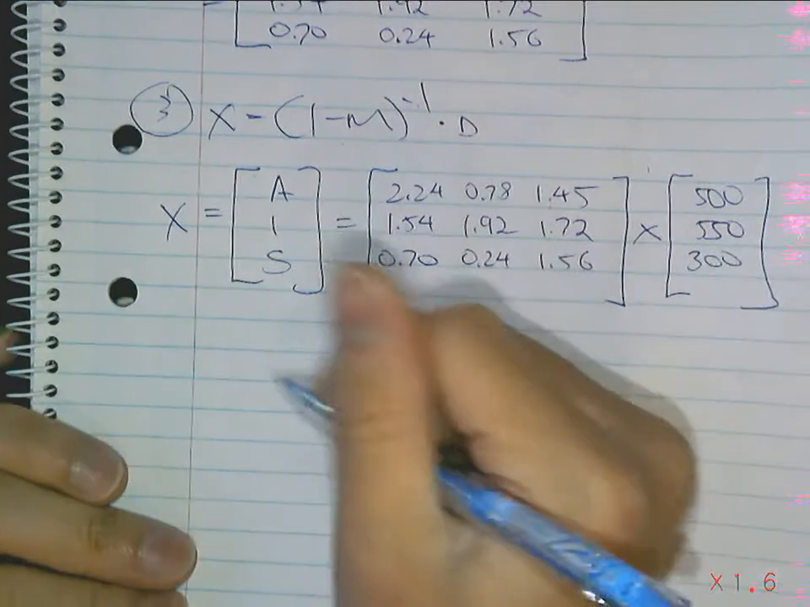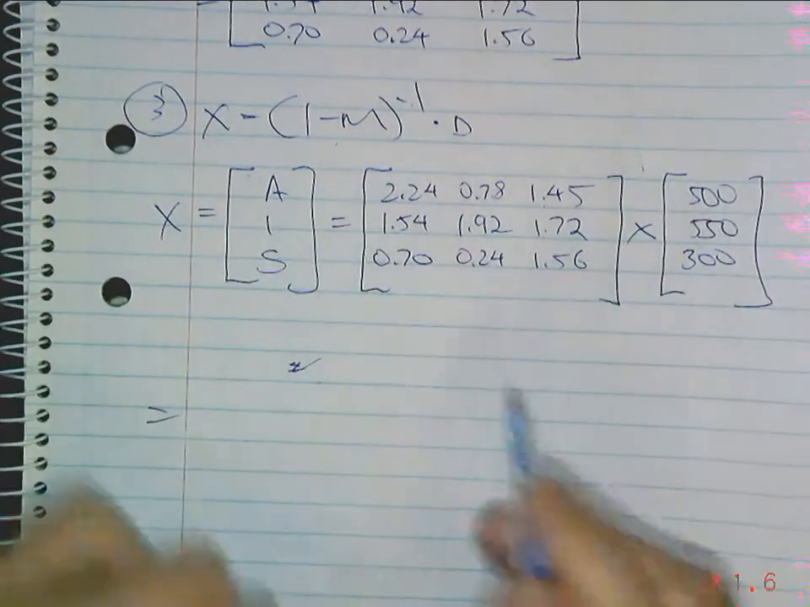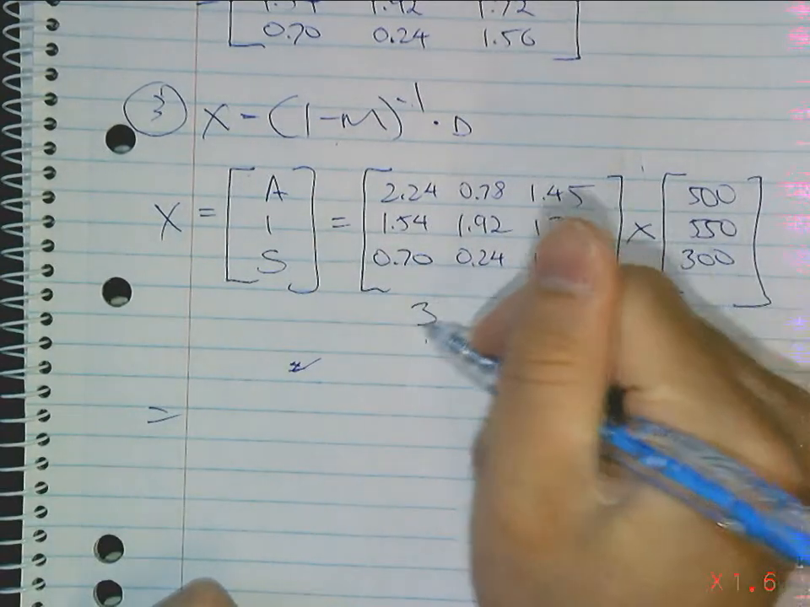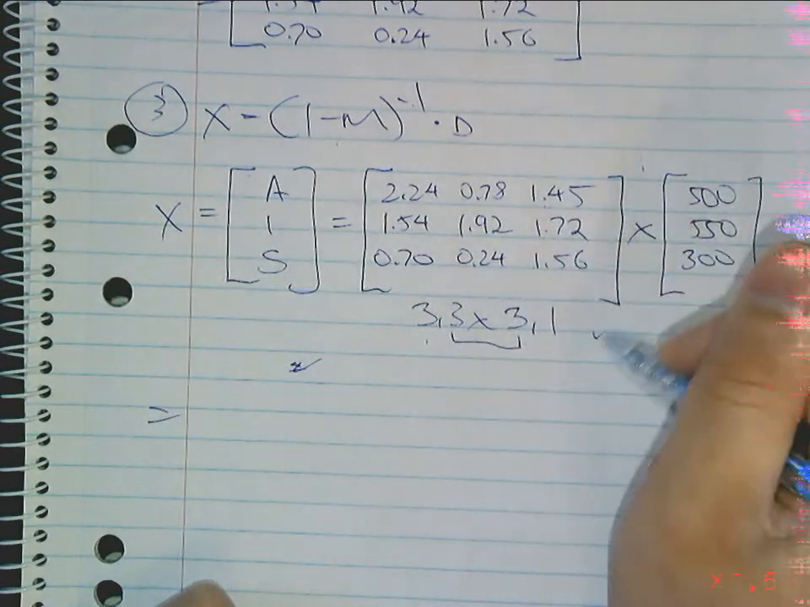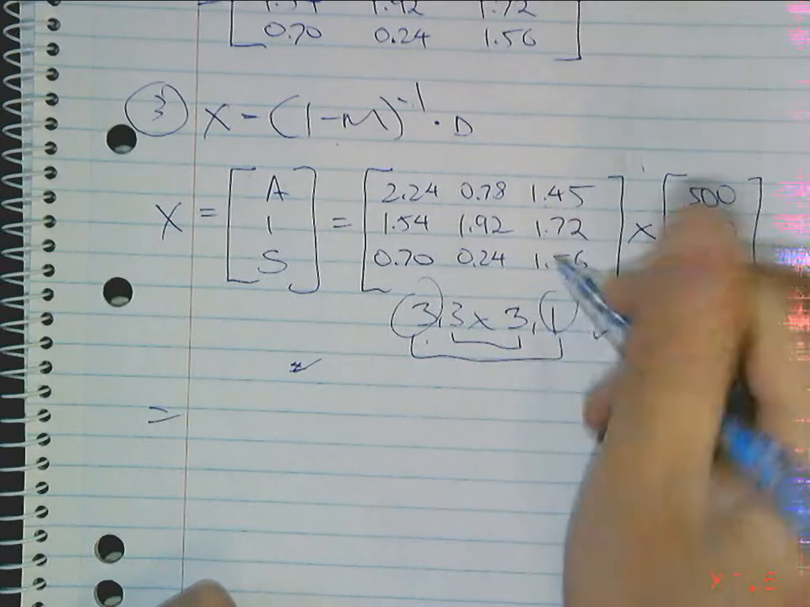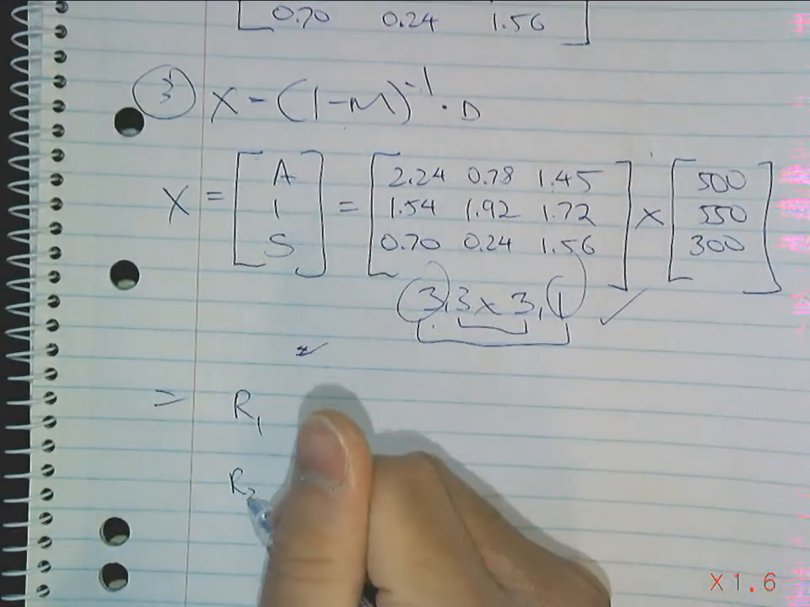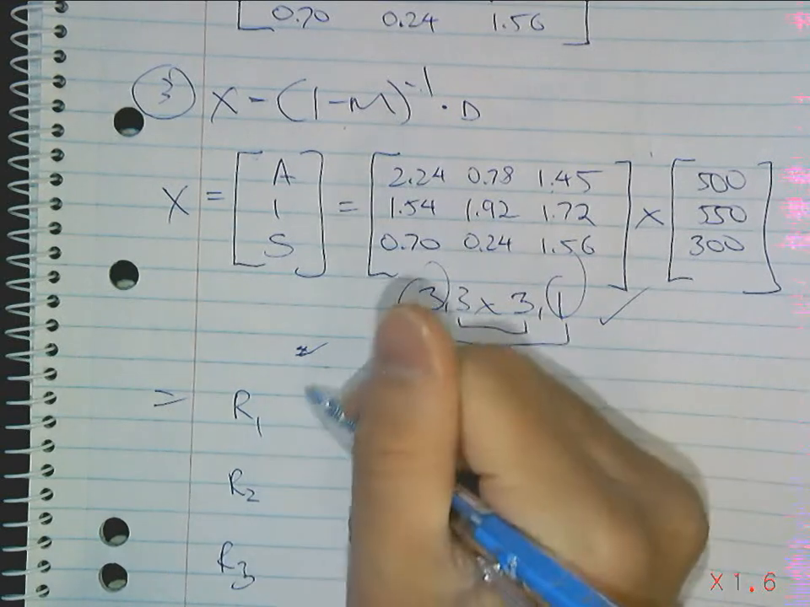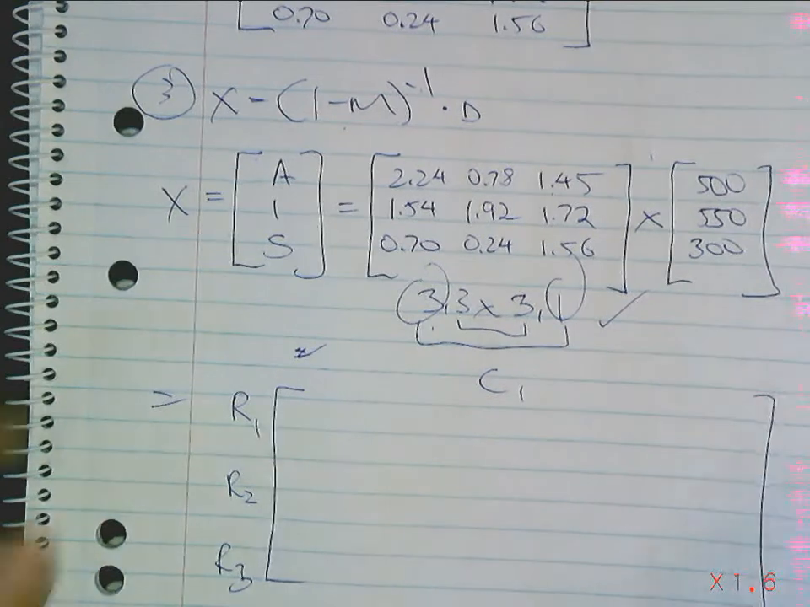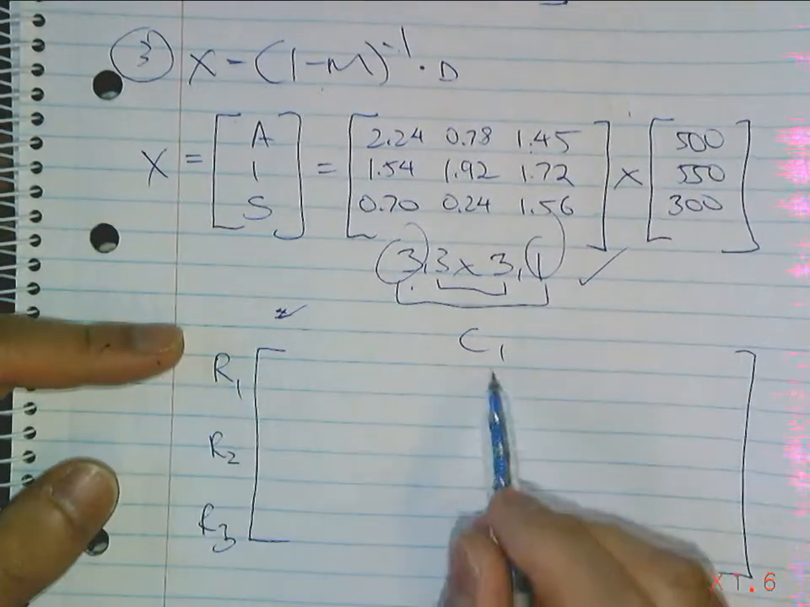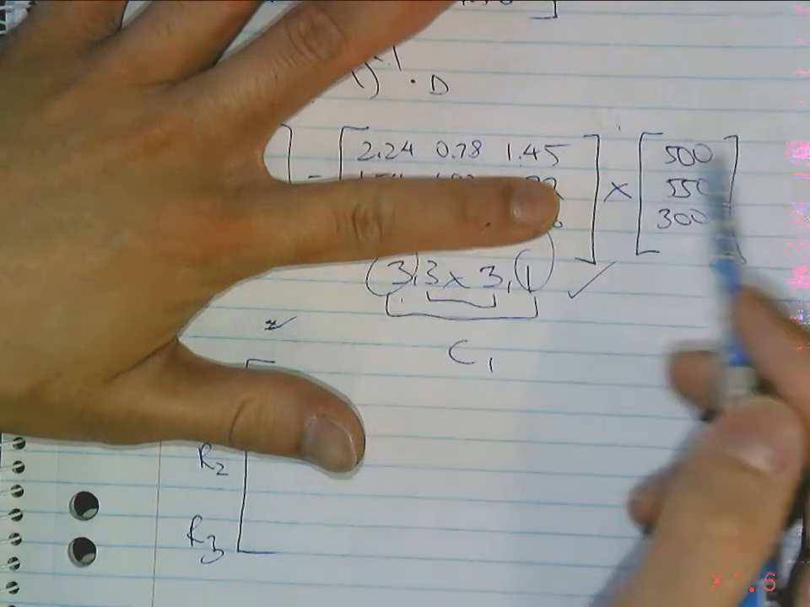Now let's solve for this. You can set this up. Let's put it up here. This is a 3 by 3, multiplied by 3 by 1. Insides are the same. Use the outside to construct what you expect. You expect 3 rows, 1 column. So you expect row 1, row 2, and row 3, and you expect 1 column. Okay, let's do the first one together. Row 1, column 1. This is row 1, this is column 1. 2.24 multiplied by 500.